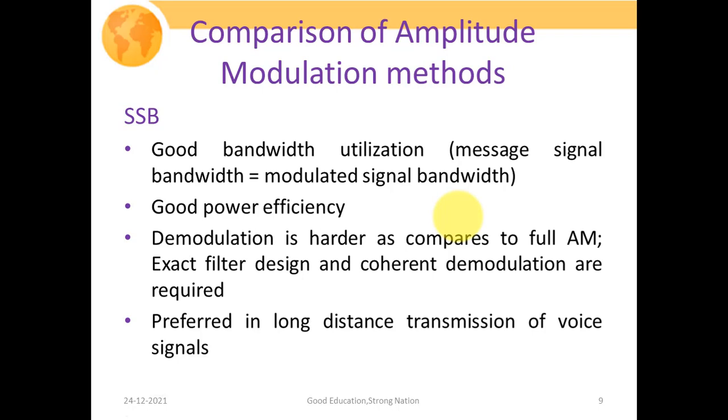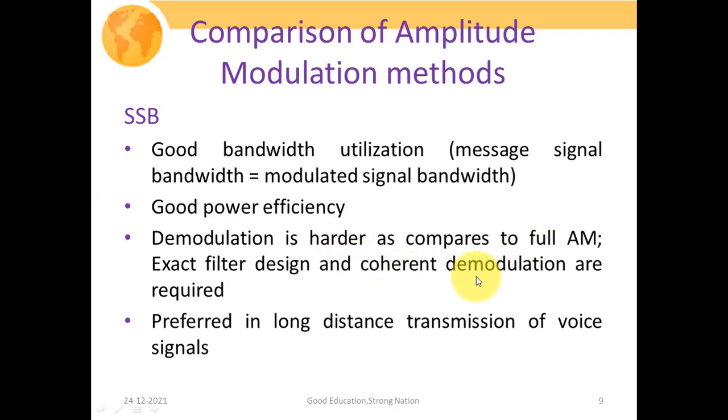Now the next part is the single sideband suppressed carrier system. In this case, we are transmitting only a single sideband, either the upper sideband or the lower sideband, and we are suppressing one complete sideband along with the carrier. So the bandwidth requirement is the lowest in the whole AM family. It has good bandwidth utilization, and the message signal bandwidth will be equal to the modulated signal bandwidth. It also has good power efficiency, since all the transmitted signal is translated to the actual message or information.